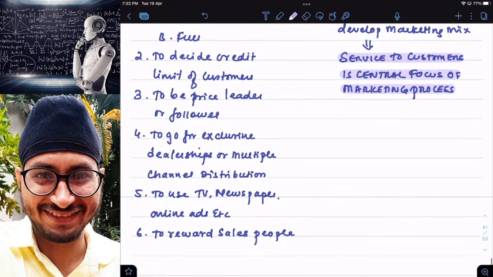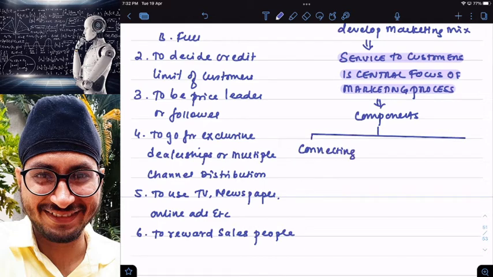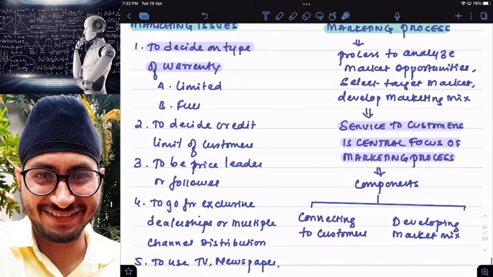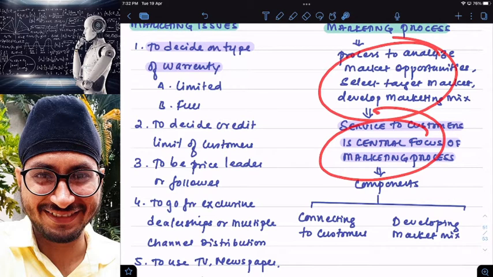There are two components. Clear? There are two components of the marketing process. Component number one, connecting to customers. And second one, developing market mix. These two points we have already discussed here, relating to customers and relating to market mix.